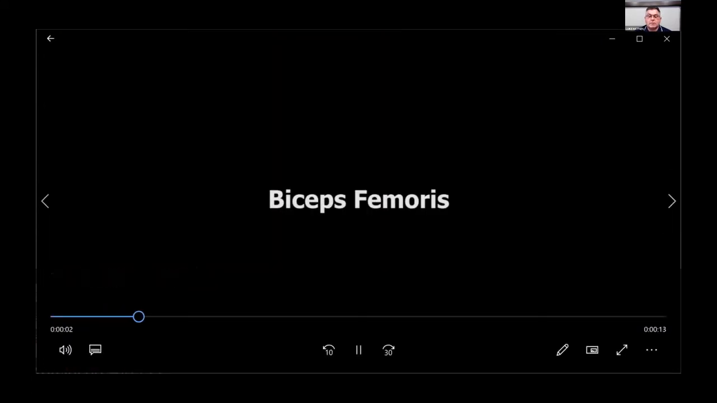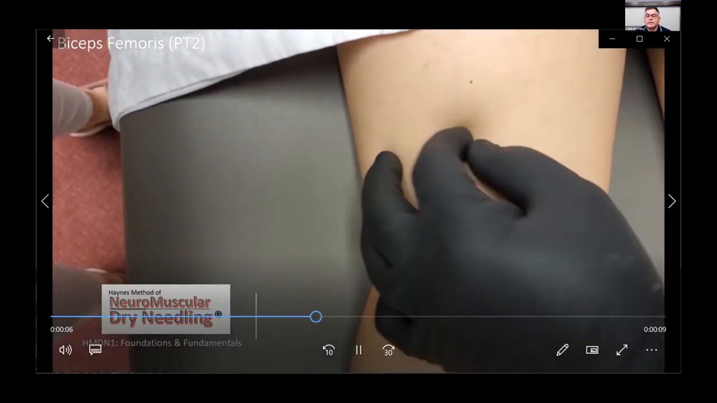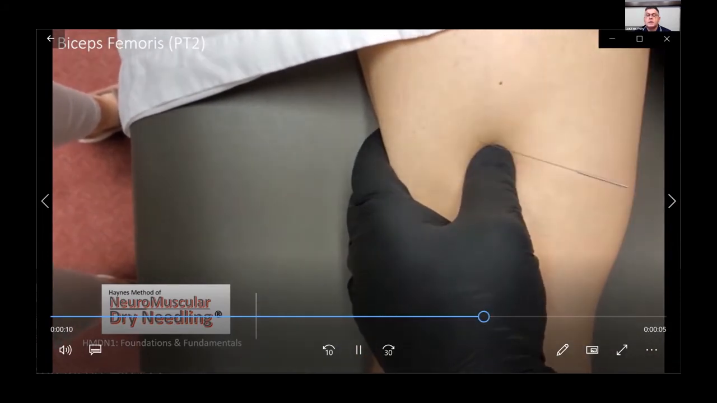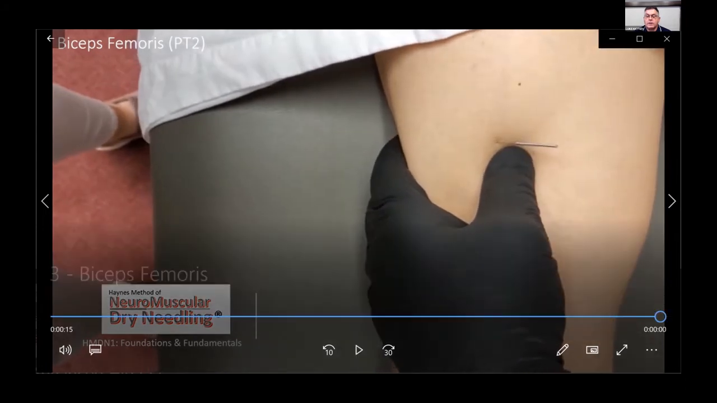Okay, and we'll skip the slides momentarily, but similar for the biceps femoris, same thing. Instead of going to the medial side of midline, here we're going to go to the lateral aspect of midline. Again, we want to stay away from that neurovascular bundle right in the midline.